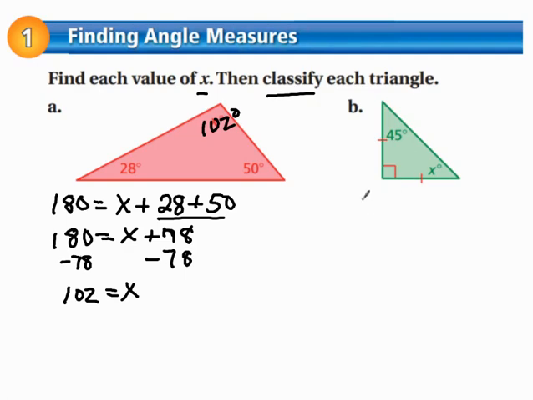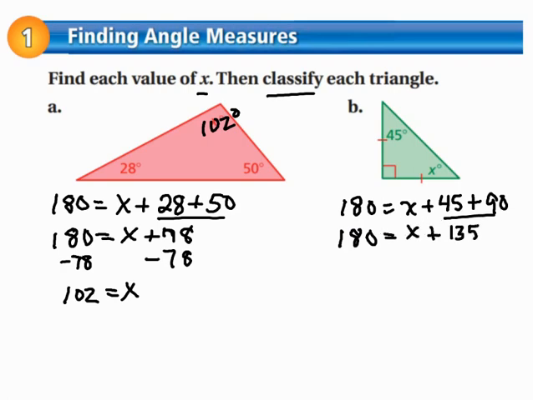On this one, we know again it equals 180. So we're going to add together. Oh, we've got to make that an equals. Now we can add together x plus 45 plus, remember that little thing means 90. So combining the like terms, we have 180 equals x plus 135.